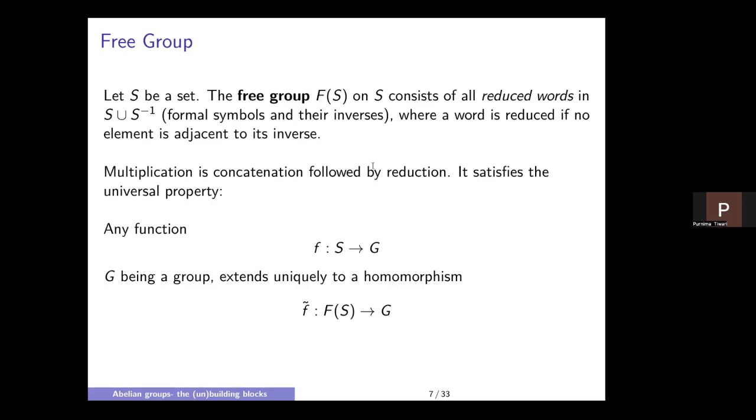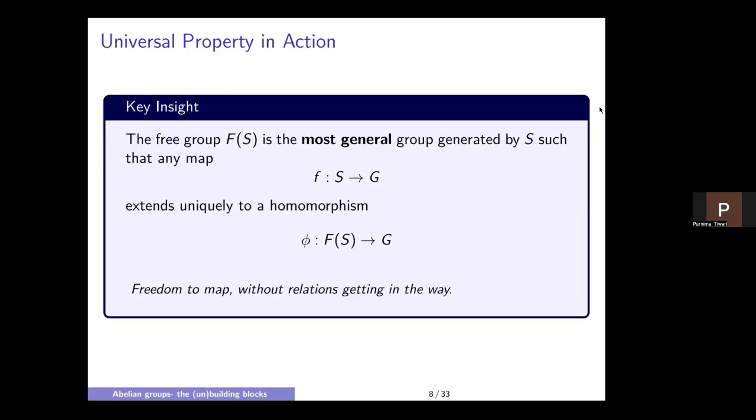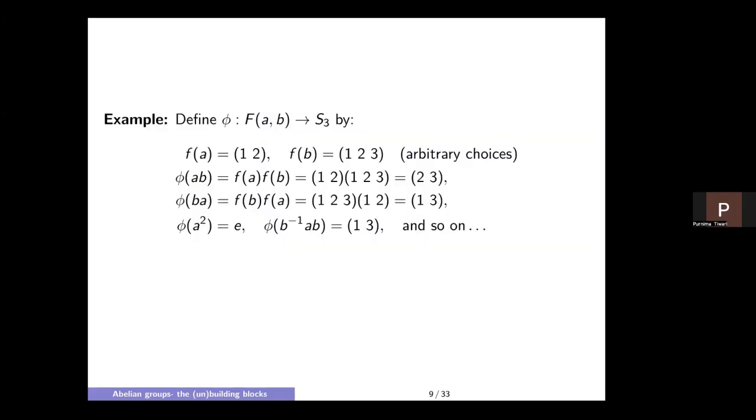Moving ahead. Universal property. This is essentially the same thing stated again. There's one line we must note which says freedom to map without relations getting in the way. That is, the homomorphism does not restrict the relations of the free group in any manner.